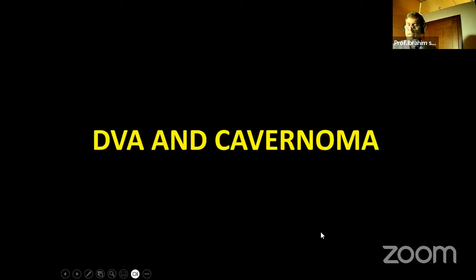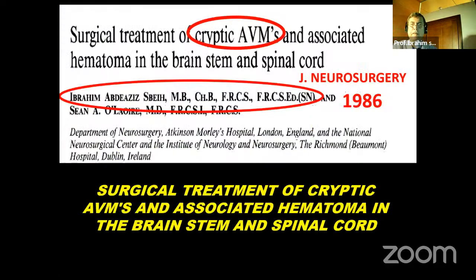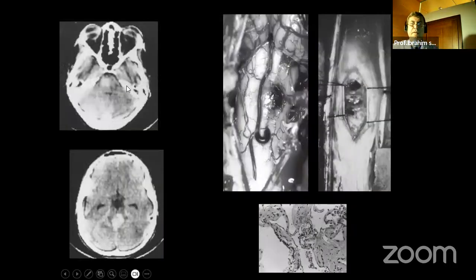DVA and cavernomas is a well-known association. This paper I published back in 1986. I was a resident then, and that's when I was interested in those cryptic AVMs. Cryptic AVMs was the name given to the cavernomas because we used to do angiograms and you don't see anything. So we call them cryptic because they are hidden. We published this paper back in 86 about cryptic AVMs of the brainstem and the spinal cord. I was then at the Atkinson Morley Hospital in St. George's Hospital in London. And this is the paper, brainstem hemorrhage and the spinal cavernoma.